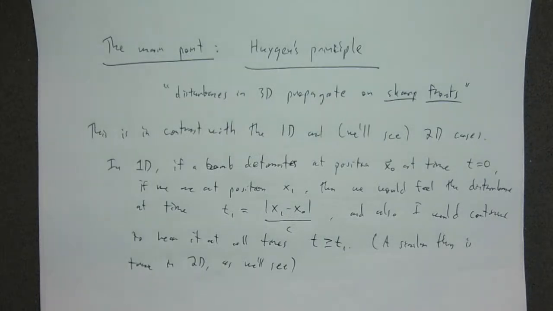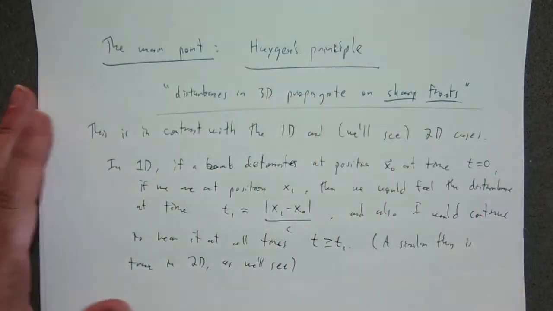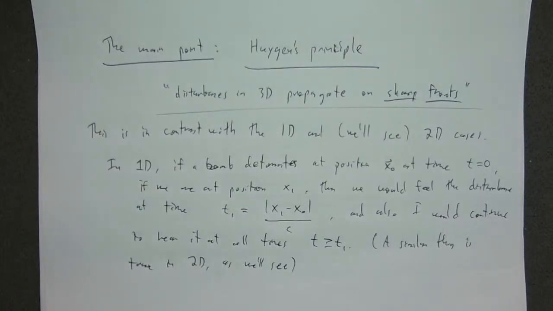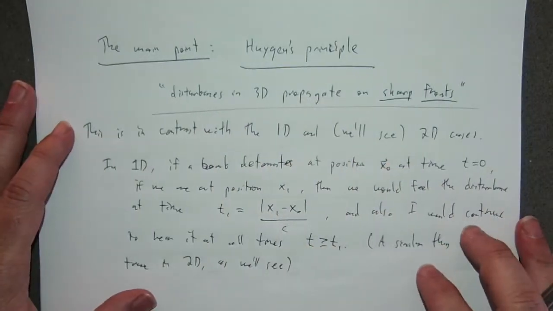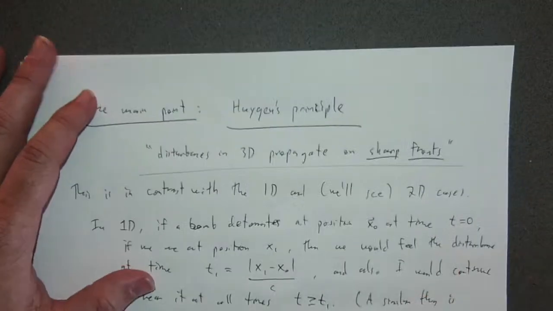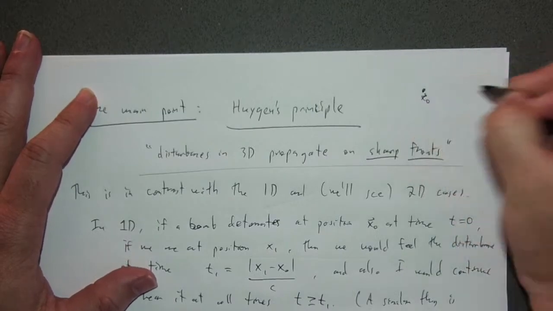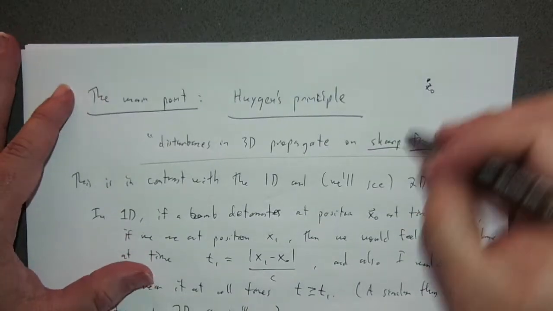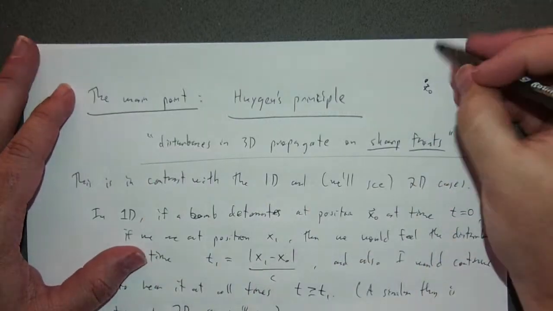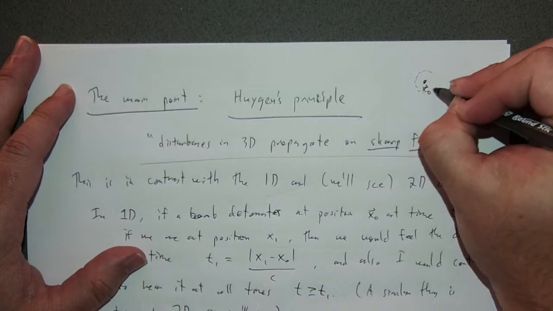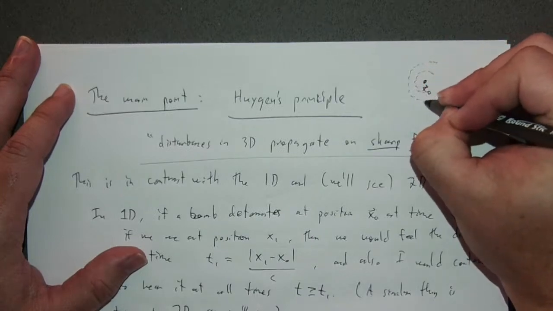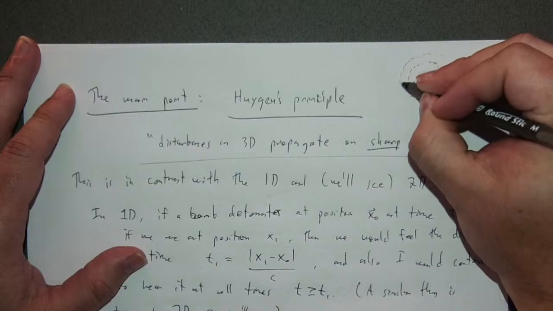But this is different in the 3D case, because in the 3D case, these things propagate on sharp fronts. So what does this mean? What is the difference if we look at a cross section of what happens? The idea is that there's an initial disturbance at x naught, and if I'm looking at a two-dimensional cross section, this disturbance propagating on sharp fronts means that it moves outward from x naught on these sharp fronts.